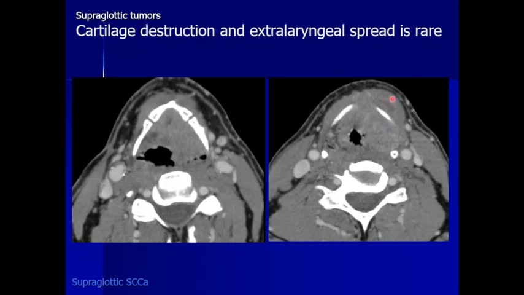Well, if you see tumor on either side of the cartilage, you can see the strap muscle is abnormally infiltrated, is bigger than the opposite side, and you can see tumor within the larynx. This is definite cartilage invasion.